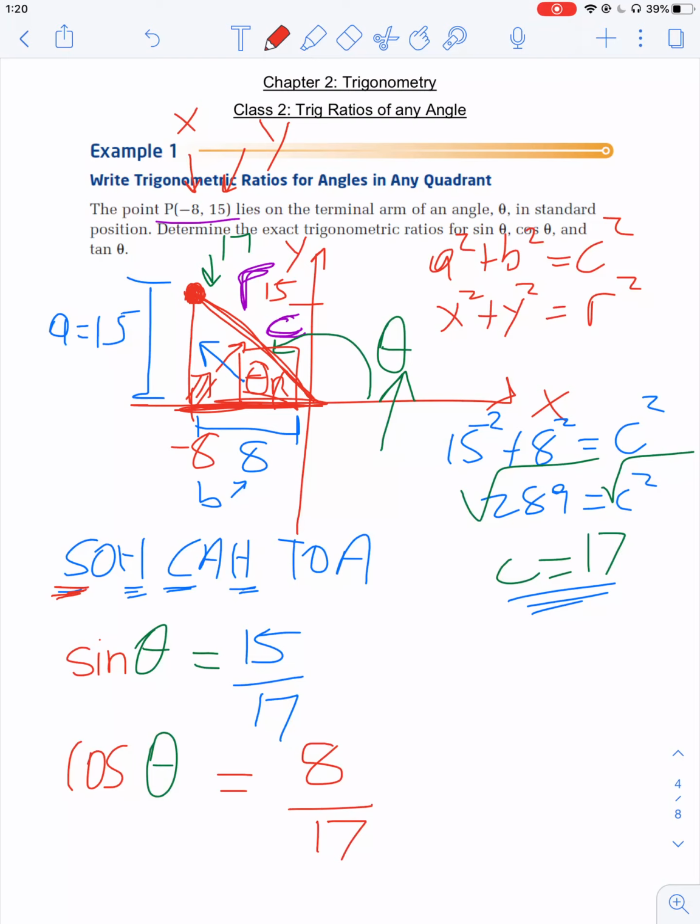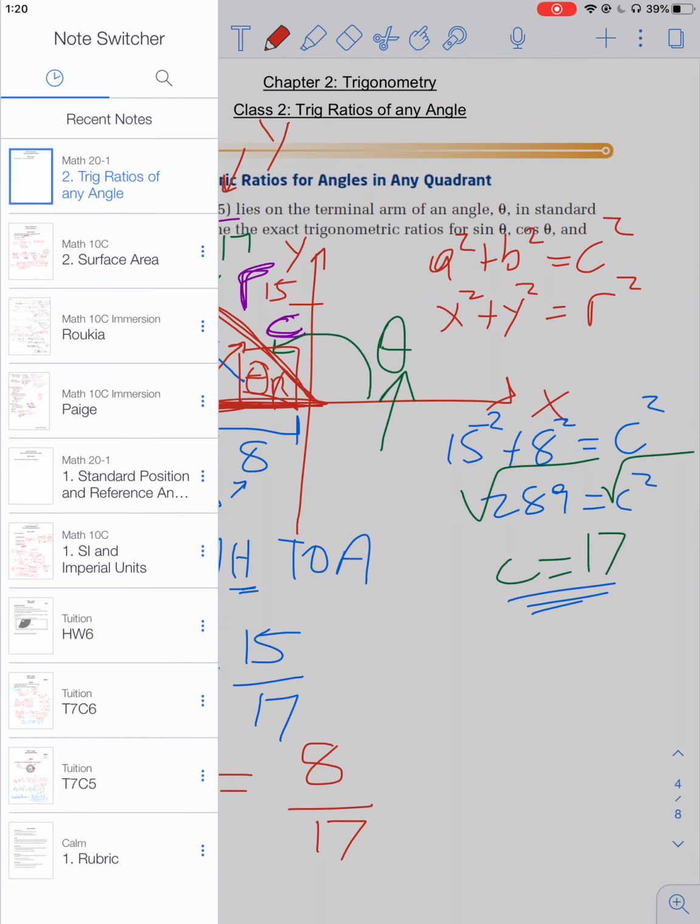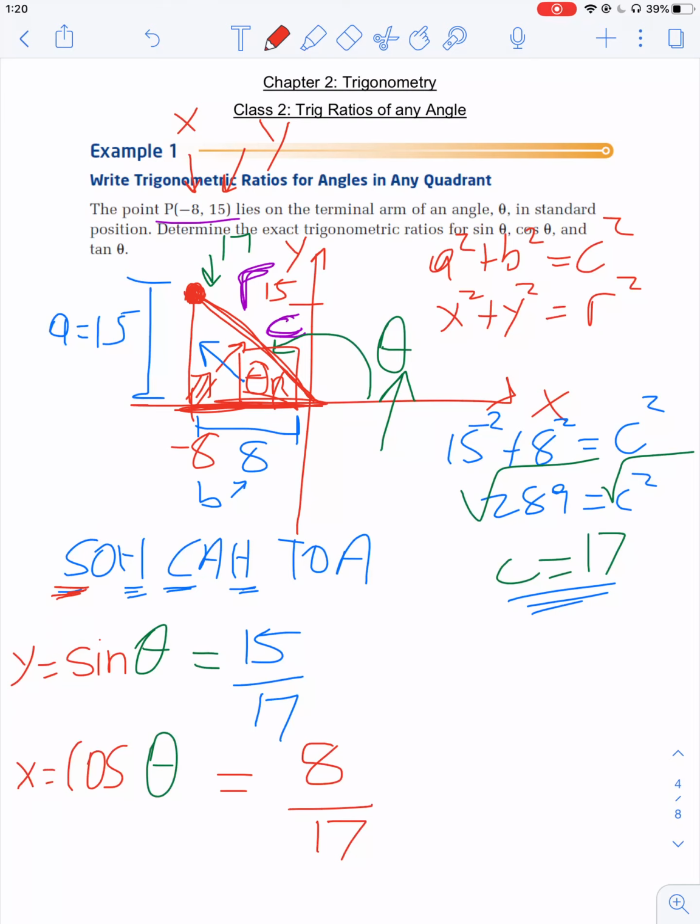Now here, you have to be careful, because remember, the y coordinate is sine theta, and the x coordinate is cos theta, right? But if you look at the x coordinate of this point, is it positive or negative? It's on the left. If it's on the left, then my x coordinate is negative. So you're going to have to insert this negative sign manually, okay? That's the tricky part.